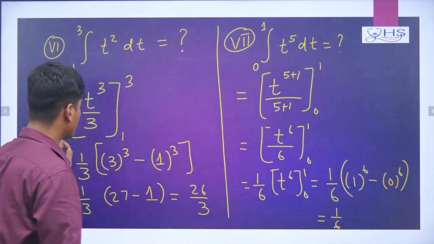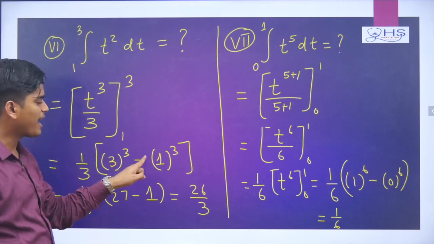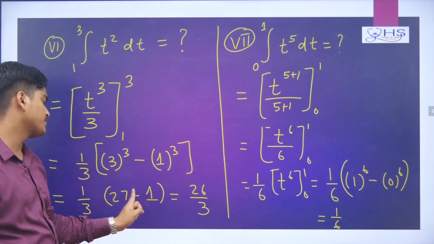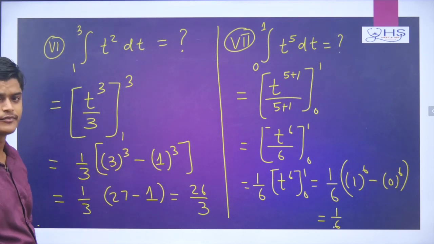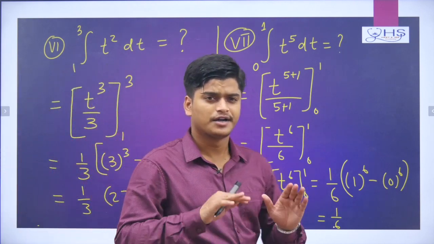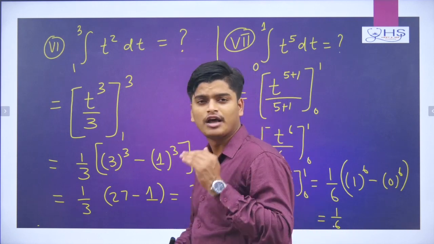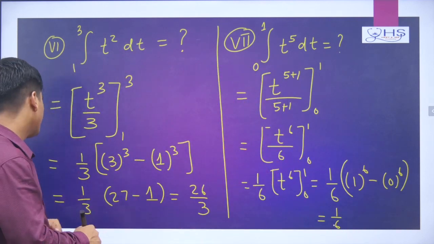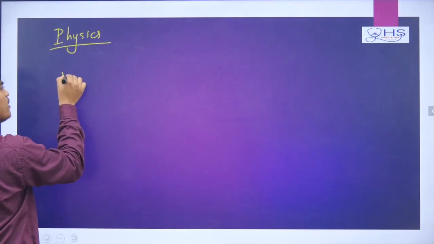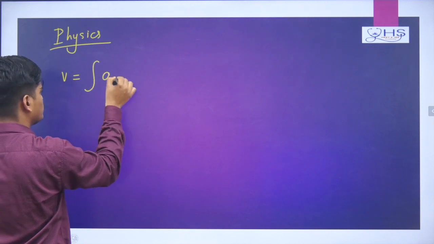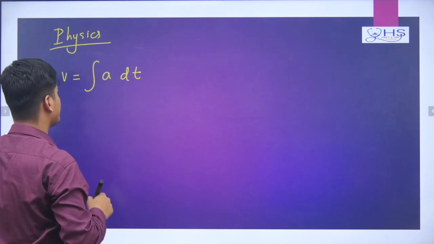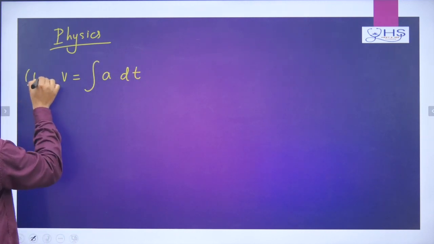But if the lower limit is not 0, then this minus term matters, because it is 27 minus 1 coming, 26 coming. Okay. So I hope you understand the normal basic formula about integration and some examples. Now I will go to physics. Suppose you want to find velocity, then what you have to do? You have to integrate acceleration with respect to t.